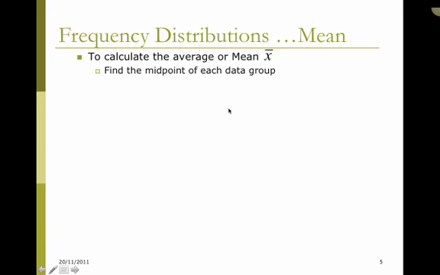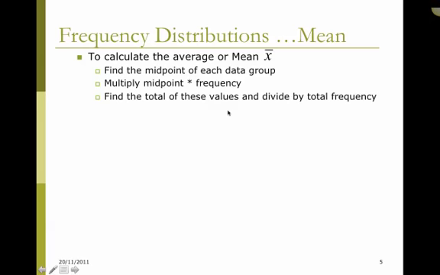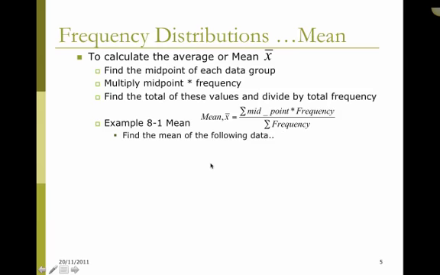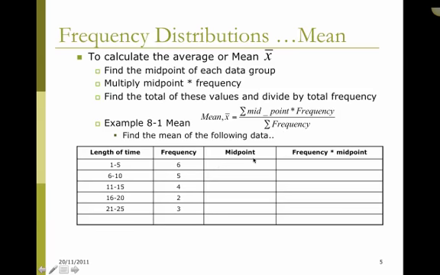To calculate the average or mean, find the midpoint of each data group, multiply the midpoint by frequency, and find the total of these values and divide by the total frequency. The formula: mean is the sum of midpoint times frequency over the sum of frequency. It's much easier to understand this by an example.